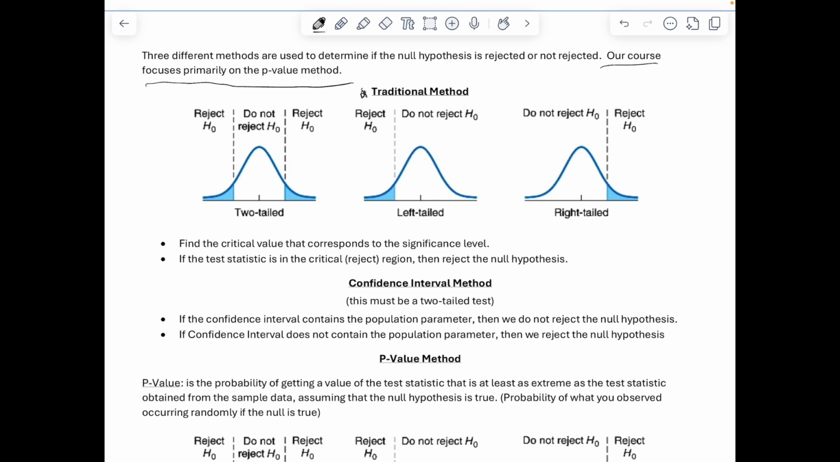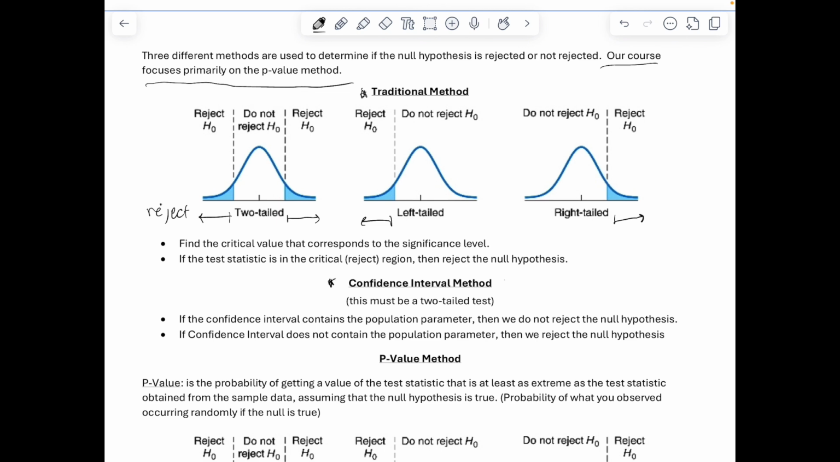So the first method that we have is called the traditional method. For this, I drew 3 different normal curves, and we have a 2-tailed, left-tailed, and right-tailed test. Where it says reject H0, this is our rejection region, like we talked about. Likewise, you can see the left-tailed test over here, and the right-tailed test over there. We're going to find the critical value that corresponds to the significance level. If the test statistic is in the critical or rejection region, then we reject the null hypothesis.